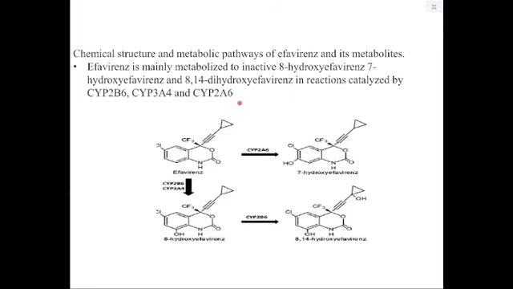So, chemical structure and metabolic pathways of efavirenz: it doesn't have a very complex structure. It is mainly metabolized to inactive 8-hydroxyefavirenz, 7-hydroxyefavirenz, and 8,14-dihydroxyefavirenz. Reactions again catalyzed by cytochrome 3A4, cytochrome 2A6, and cytochrome 2B6.